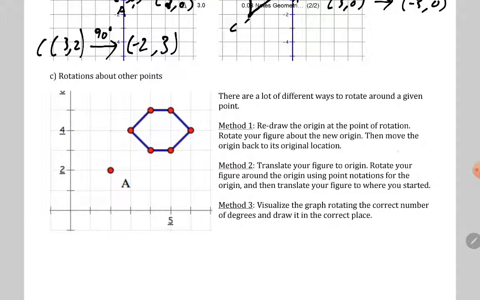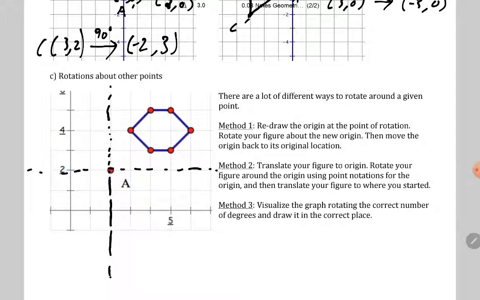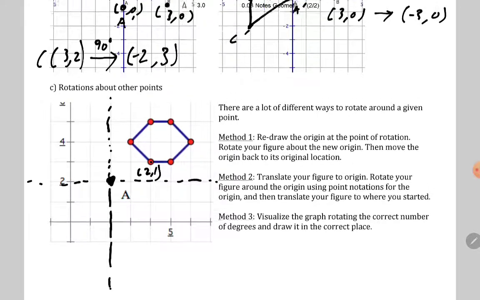Now there's 3 different methods written here, but what I like to do is create a new coordinate plane on the center point of A. So here's my new X and Y axis, and then label all the points. So for this point, for example, it is now 2, 1. Using this point A as my point of rotation, create an X and Y axis, relabel all your points, and then you can use the formula there.